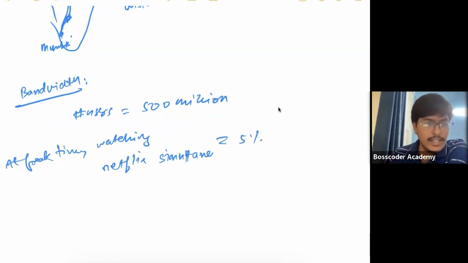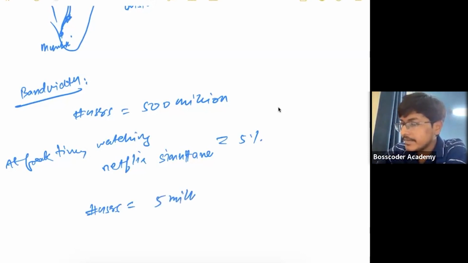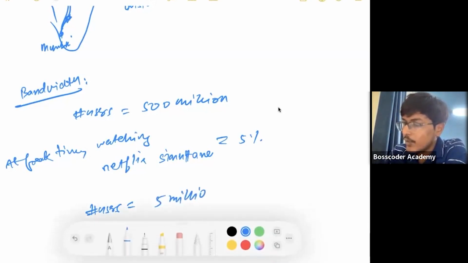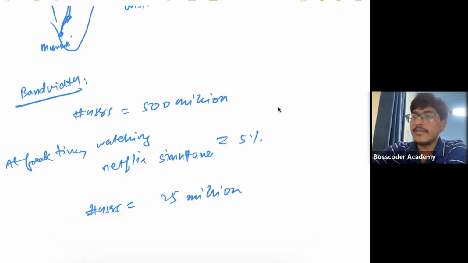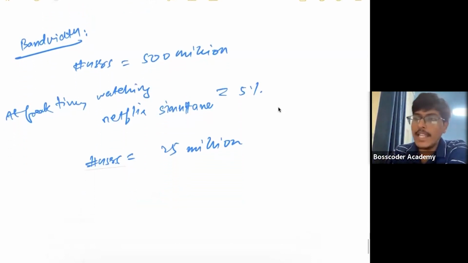Let's say a new, very famous movie series has come out, and 5% of users are watching it. So how many users are watching at one particular time? What will be 5% of this? It will be 5 million, right? No, not 5 million, I think 25 million. So 25 million people are watching Netflix at one point of time.